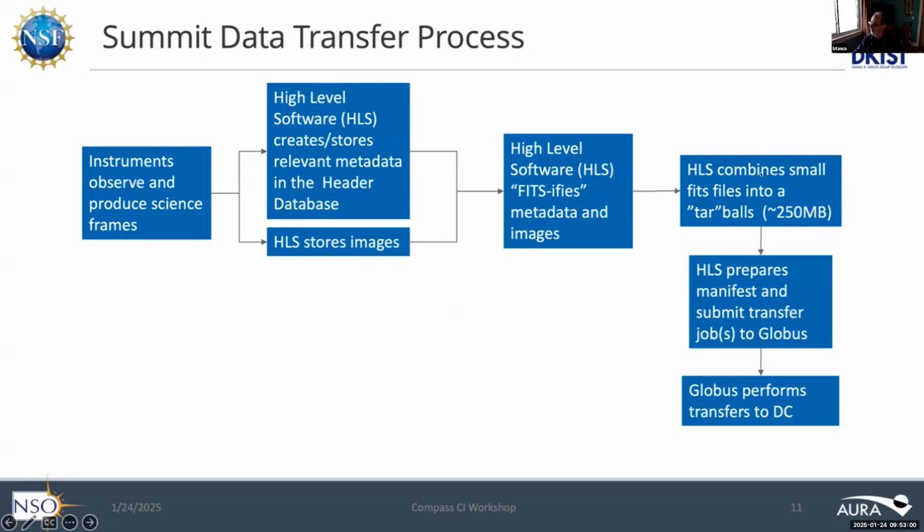And there are some instruments that make a lot of relatively small files. This is something that we learned using Globus: it works great on large files, not so great on a lot of small files. So we asked them to tar it up into tarballs of about 250 megabytes each, and that dramatically improved the transmission of data. It prepares the manifest and submits the transfer jobs to Globus, and then Globus takes care of the transfer.